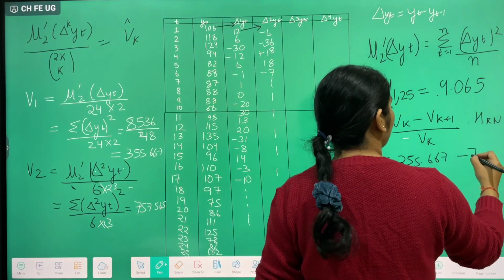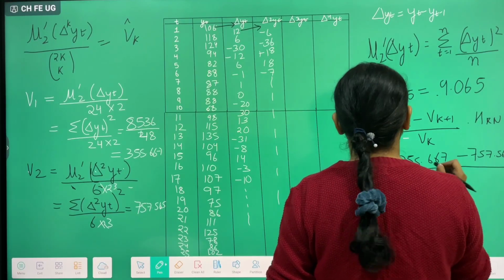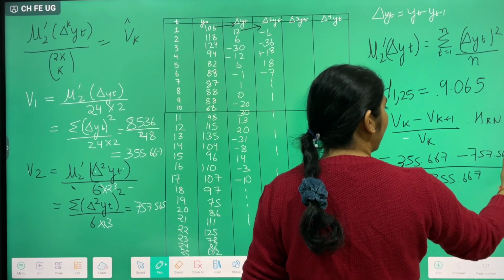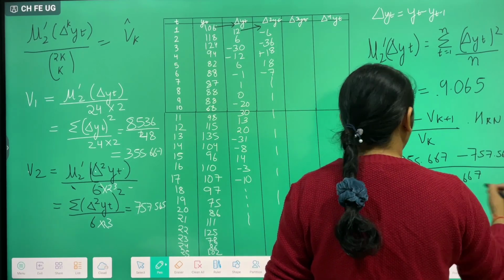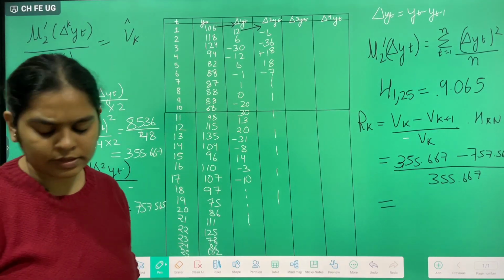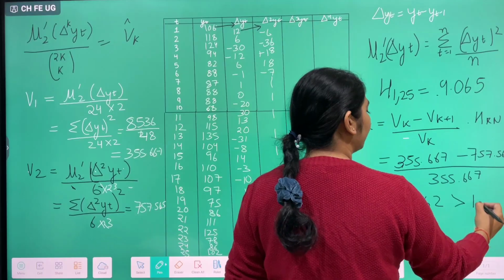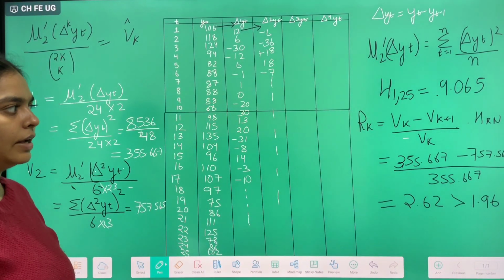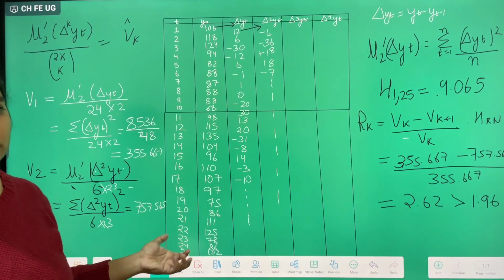Vk plus 1 is our 757.565, upon Vk, which would be 355.667, and we'll multiply this by H1,25, 9.065. Now this answer comes out to be 2.62, which is greater than 1.96. Hence, they differ significantly, and we have to find delta Q by T or V3.